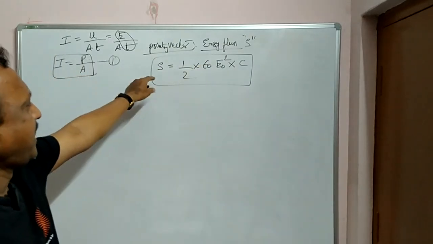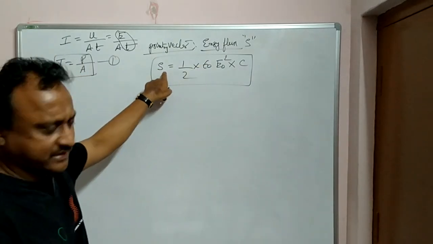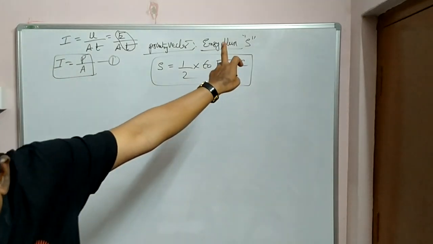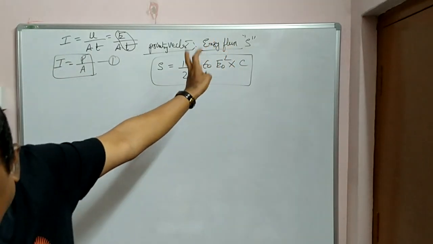Pointing vector mathematically, S is electrical flux, 1 by 2 into epsilon naught into E naught square into C. Okay, that is the pointing vector.